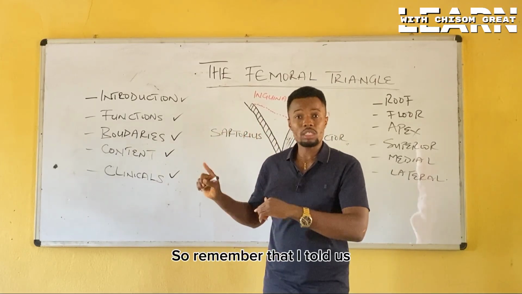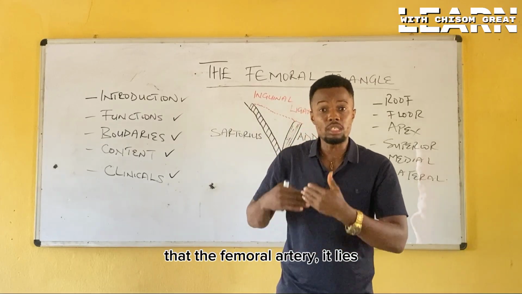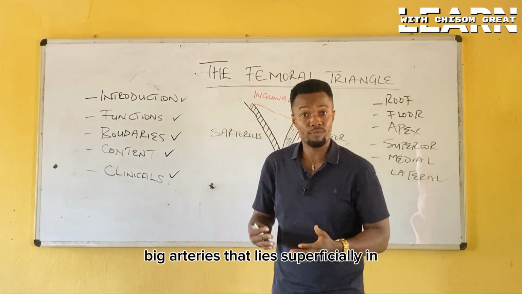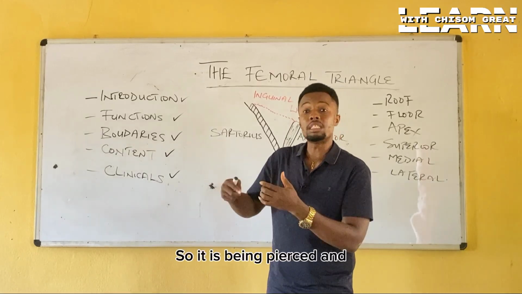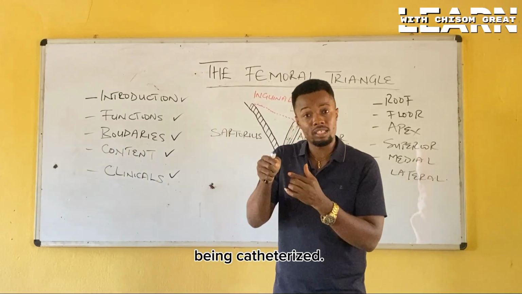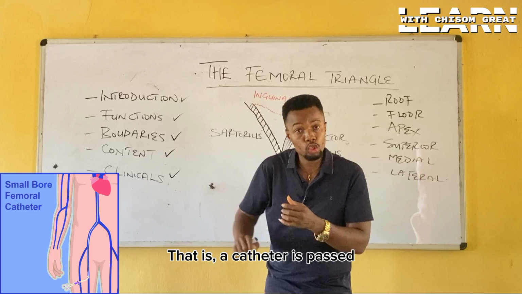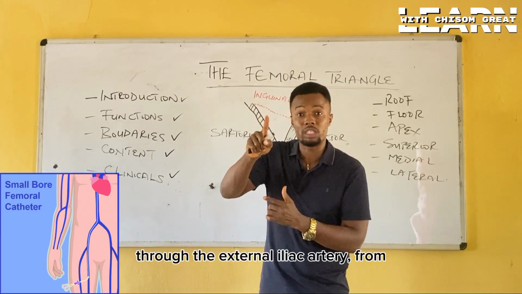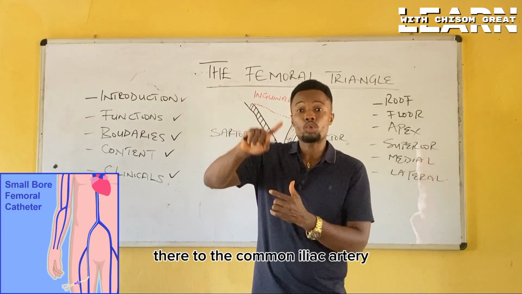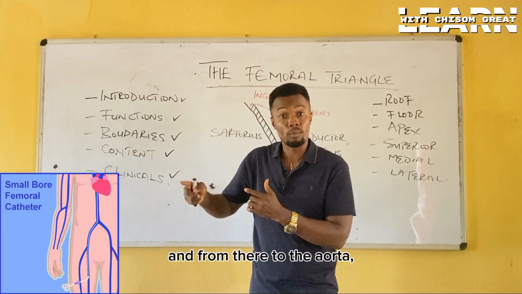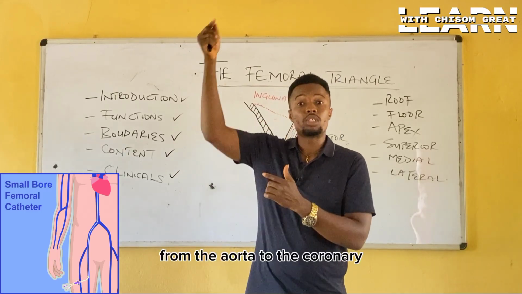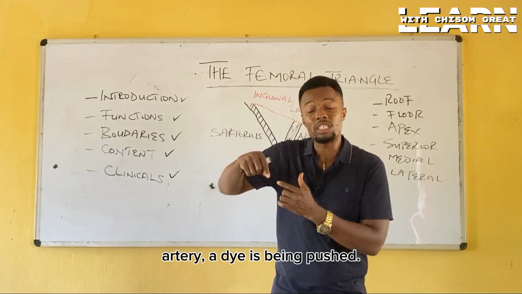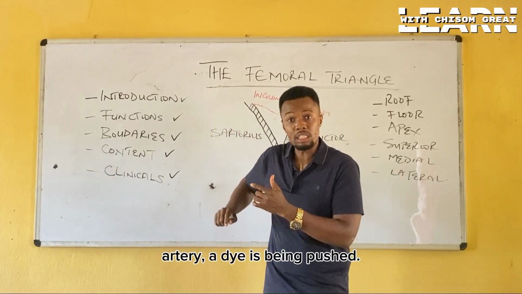So remember that I told us that the femoral artery lies superficially. Yes, it's one of the big arteries that lies superficially in the body. So it is being pierced and being catheterized. That is, a catheter is passed through the femoral artery, and from the femoral artery, the catheter passes through the external iliac artery, from there to the common iliac artery, and from there to the aorta, from the aorta to the coronary artery. Once the catheter enters the coronary artery, a dye is being pushed.